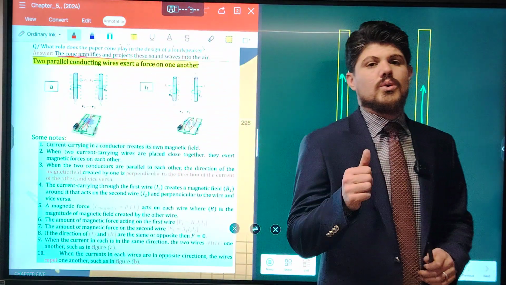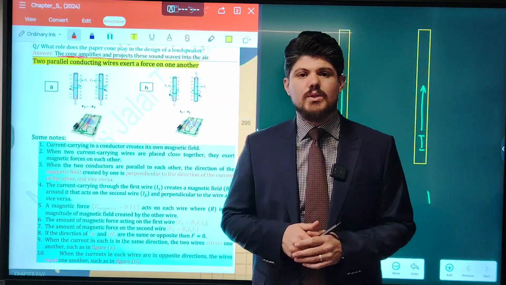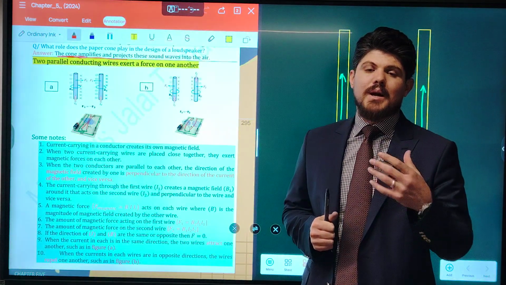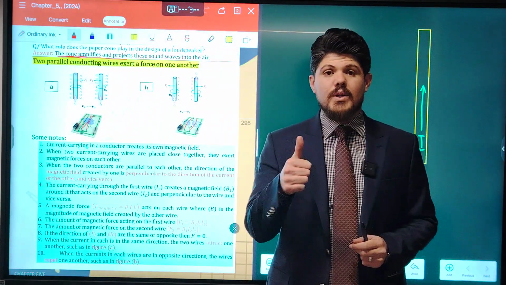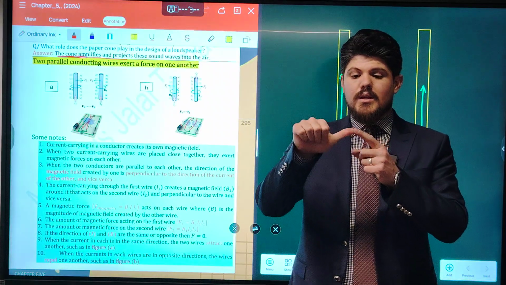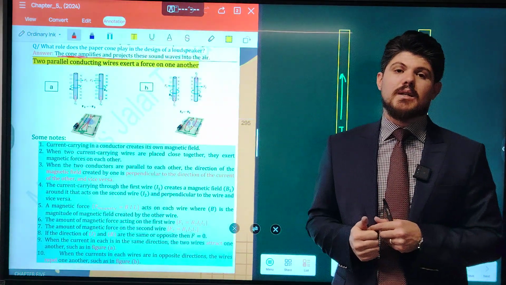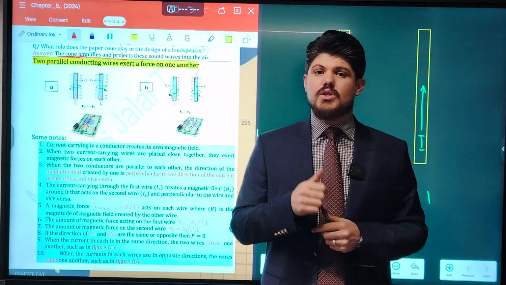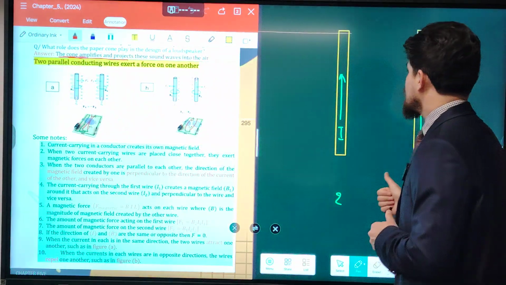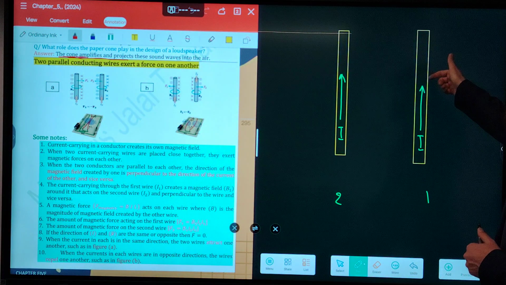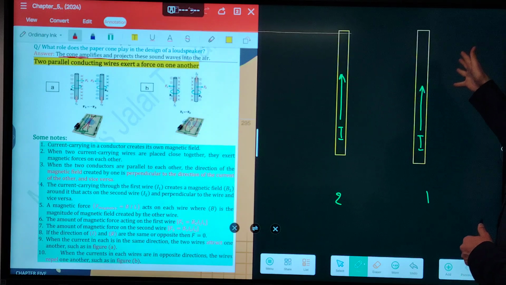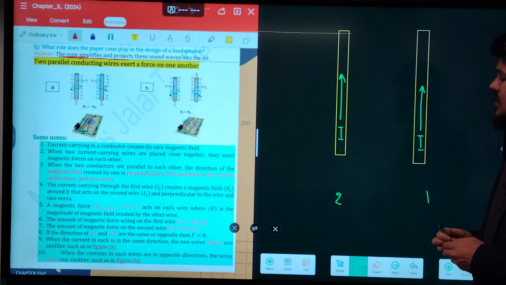According to the right hand rule, if you remember in chapter 5, Oersted, magnetism from electricity: when the current is carried in a straight wire, the thumb is the direction of the current and the four fingers curl in the direction of the magnetic field, and the form of the magnetic field is concentric circles. How can you determine the direction of the magnetic field for this wire? By using the right hand rule. Here is into the page and here is out of the page.